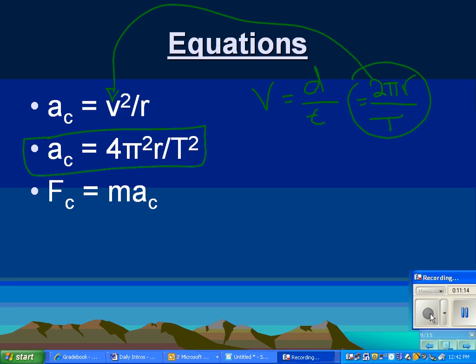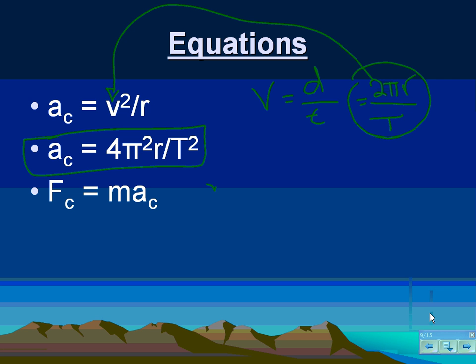And in order to do that, you just take the mass of the object times either of these acceleration equations, okay? So what it would look like once you've done it is m 4 pi squared r over t squared. That's the centripetal force. Or mv squared over r. Either way. It's just the mass times either of those two equations. That'll tell you how much force is needed to make something go around.